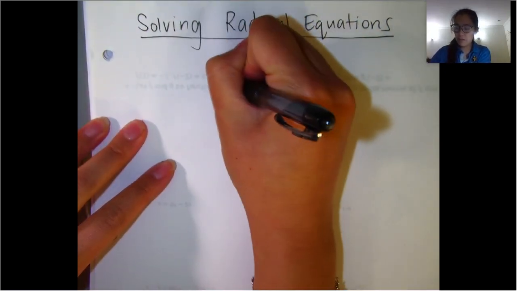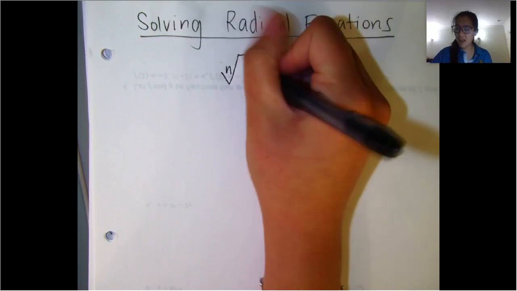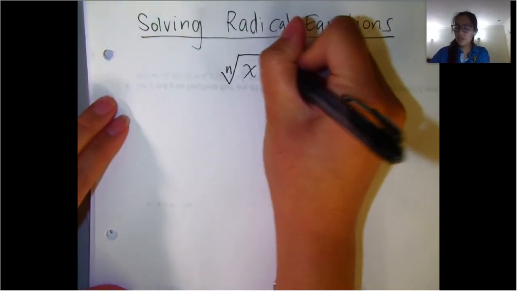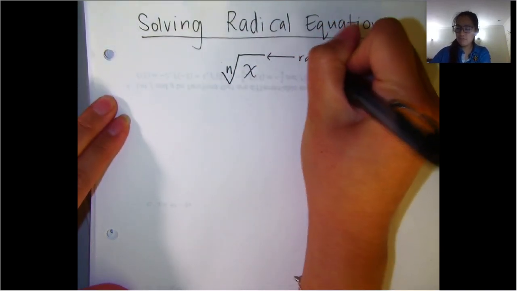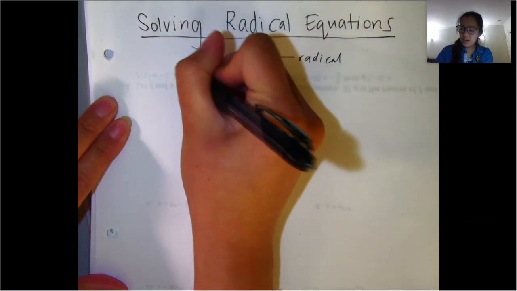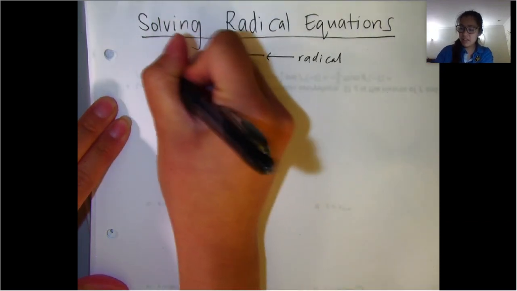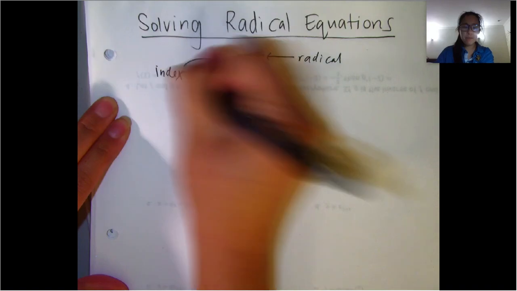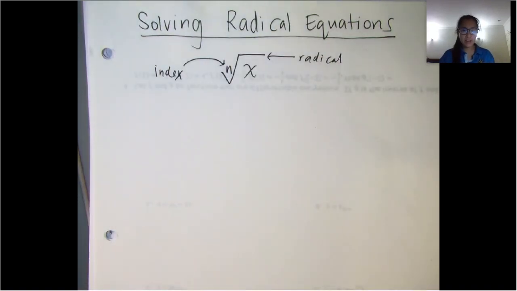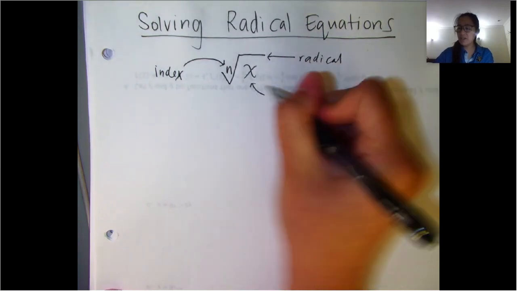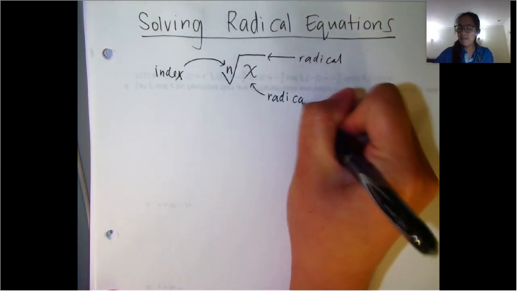Just to begin, just a reminder of some of the vocabulary. As you guys know, this is called the radical, and this number here is called the index. This isn't used very often, but I want you to know the technical language. That n is the index, and what's inside the radical is called the radicand.